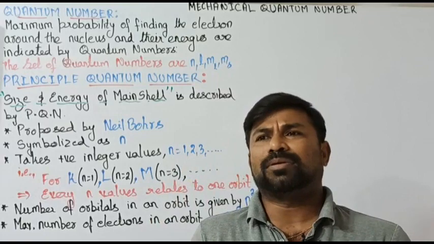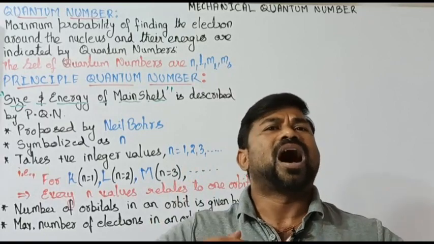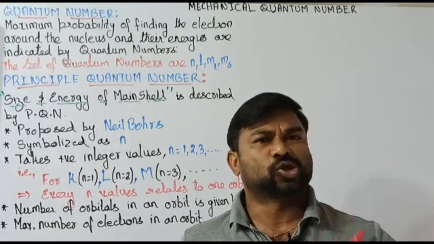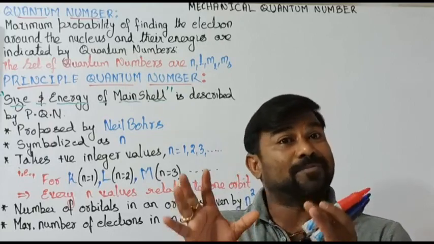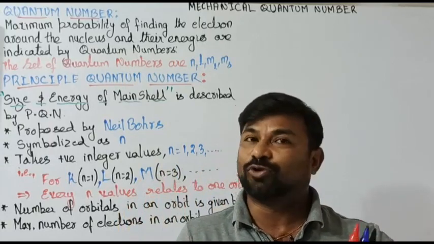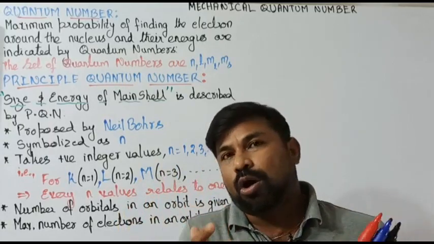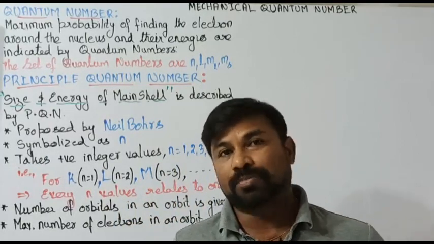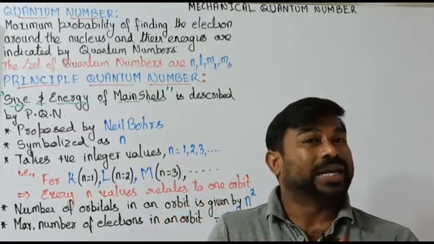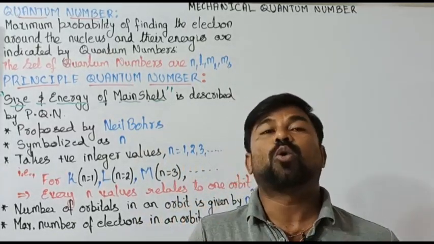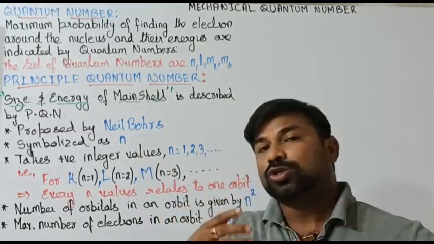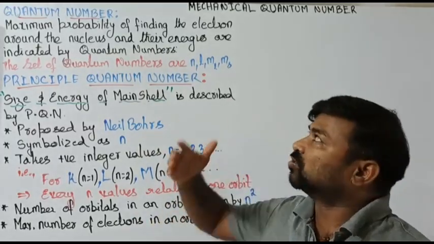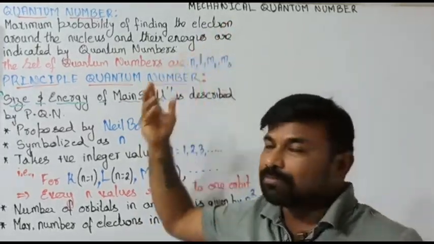A quantum number comes after Mr. Niels Bohr and Mr. Sommerfeld described the structure of the atom. Of course, they made some wrong assumptions, but those assumptions were rectified by Mr. Erwin Schrödinger, and he proposed the quantum mechanical model. So I am going to discuss that. The topic is quantum numbers.